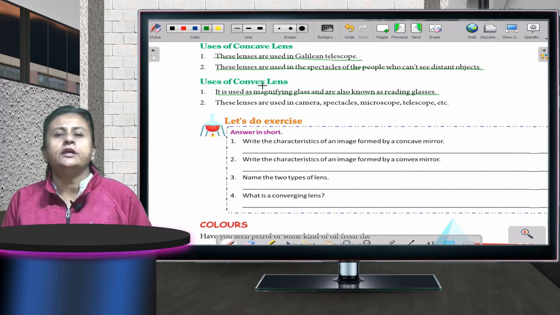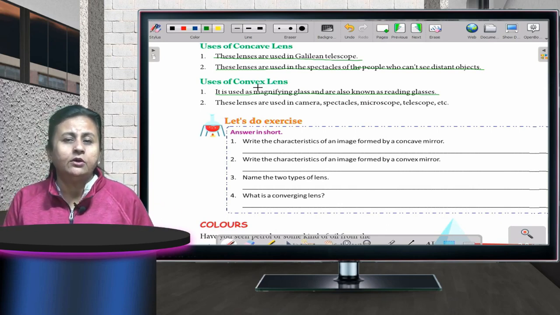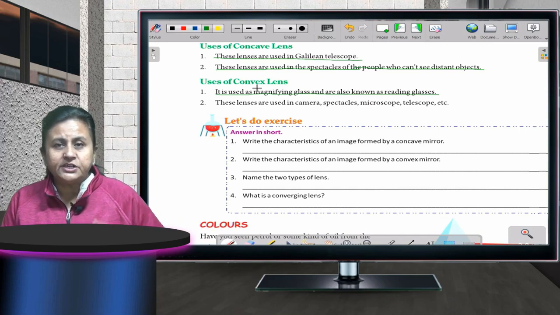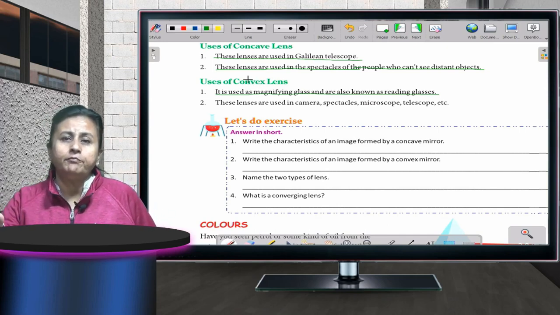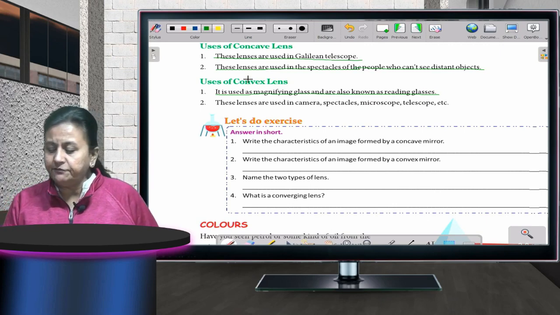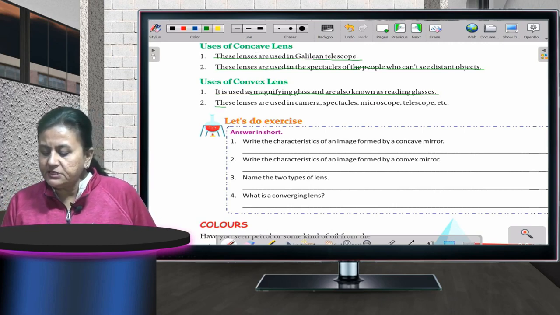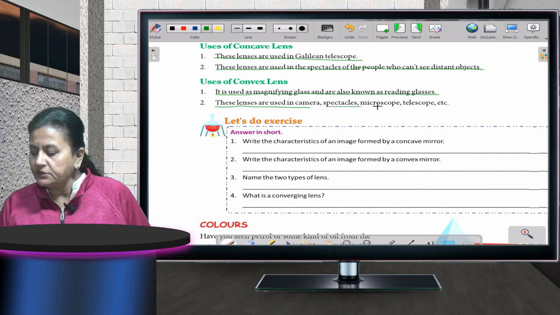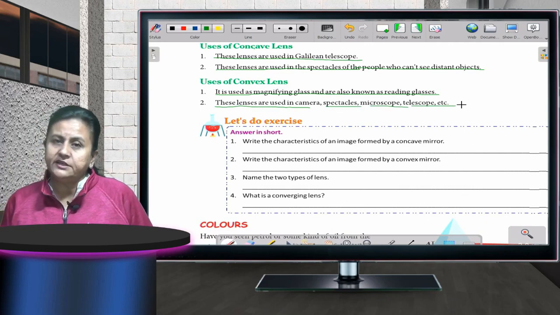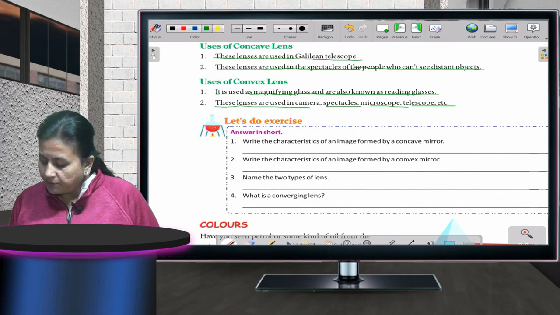In case we are not able to read small things, the things which are near to us, we use a convex lens. But for seeing far off places, for the far sighted, we use a concave lens. These lenses are used in cameras, spectacles, microscopes, telescopes, etc. Fine, children? Now we'll talk about colors.